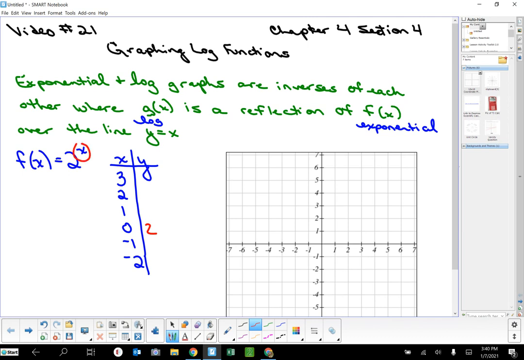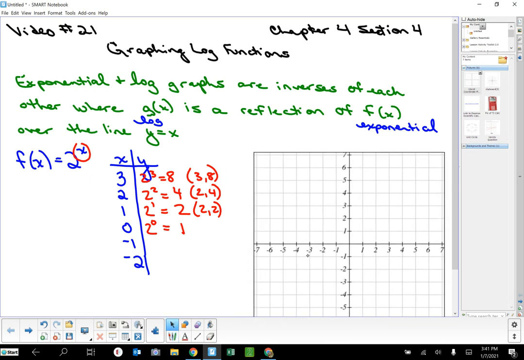The x is our exponent. So if x is 0, that means 2 to the 0 equals 1. And that's our y value. 2 to the 1 is 2. 2 to the second is 4. 2 to the third is 8. So we're getting ordered pairs out of this. 3, 8. 2, 4. X and y, right? 2, 2. Let me scoot that little coordinate plane over just a touch.